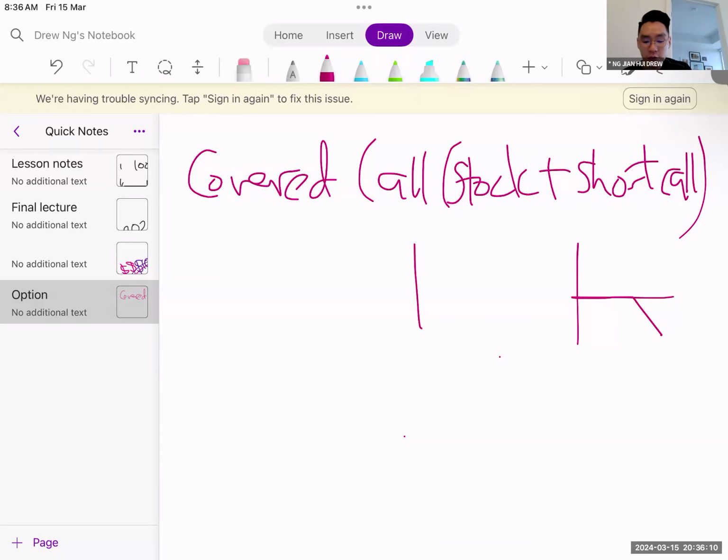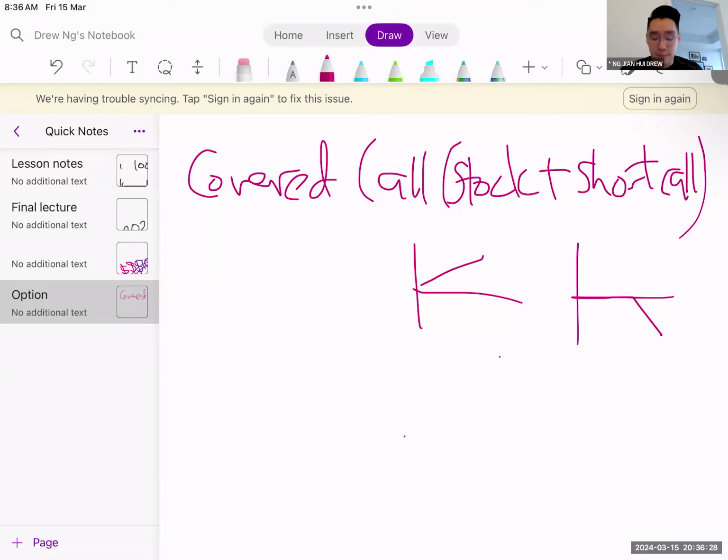Now, in a stock, what is the payoff like? Like this, right? It's just straight. You just keep on getting money, right? That's all. You just keep on getting money. That's about it.